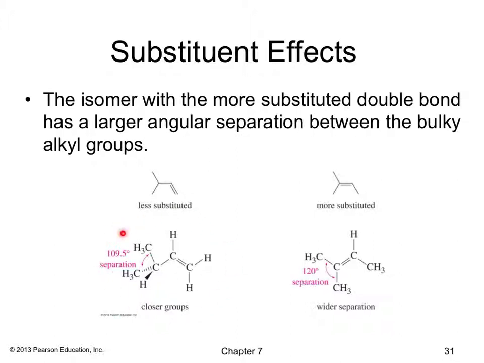So, if we look at the separation of this, there's this methyl group here, these two methyl groups off this carbon, it's just going to have 109.5 separation because this is sp3. In this case, it's going to be sp2, right, because of the double bond, and it's going to have more separation.